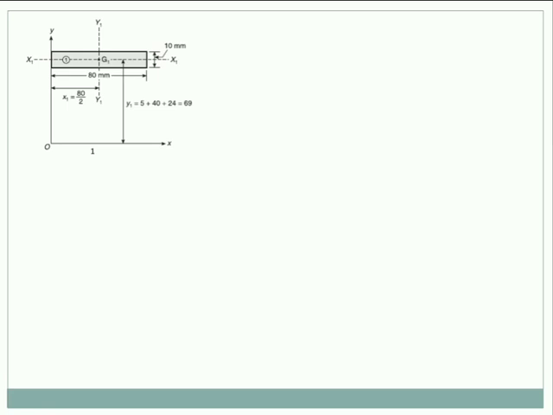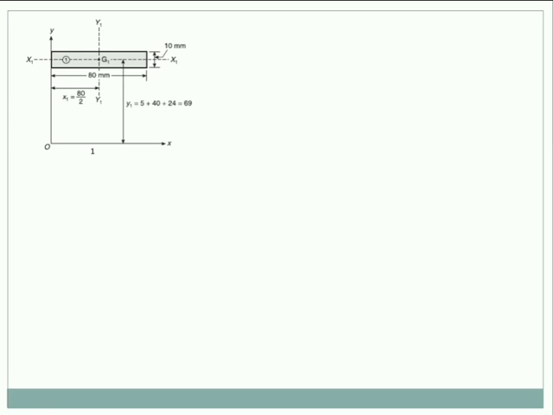Now what is 5? 10 by 2, we get it as 5. Then what is 40? The length of the vertical element, that is the length of the flange, is 40. Next, what is 24? The depth of the bottom element is 24, because the axis is at the bottom of the last member.